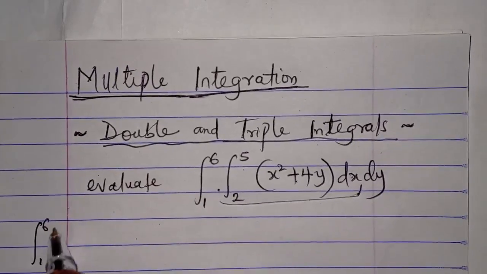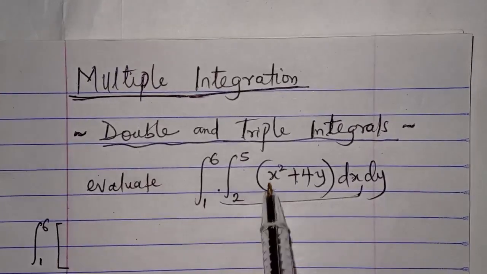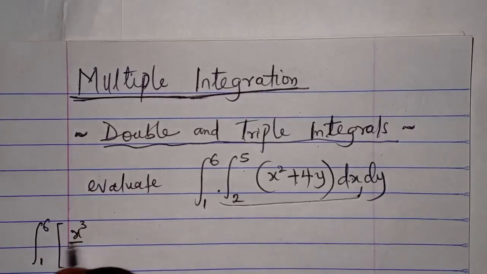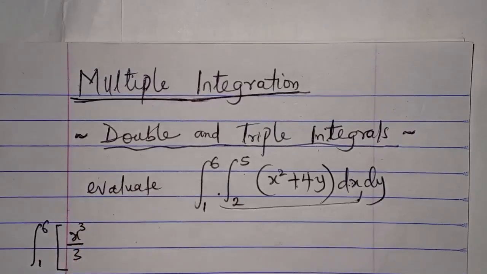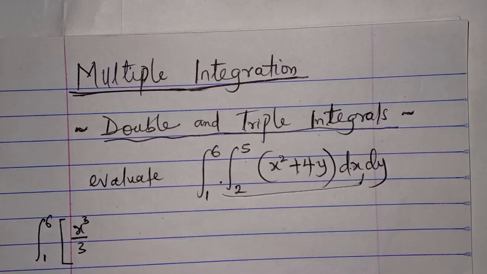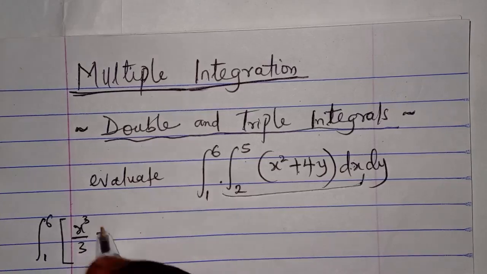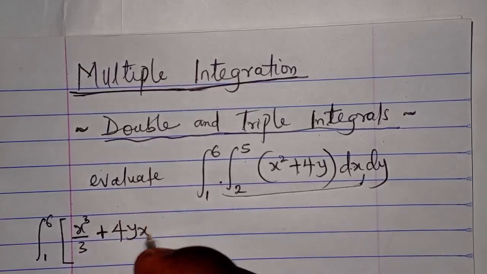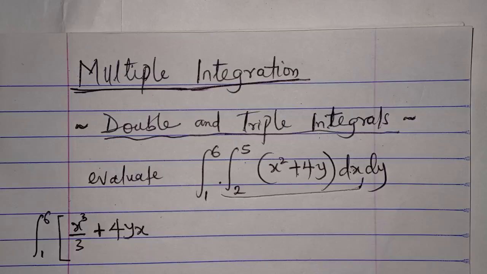Alright. If I integrate x squared with respect to x, that will be x cubed all over 3. By the rule of integration, you add 1 to the power and divide by the sum of that power. And if I integrate 4y with respect to x, that will be 4yx or 4xy. How is this so? Since the integration is with respect to x, we'll take all other variables as constant. We'll take y as a constant.